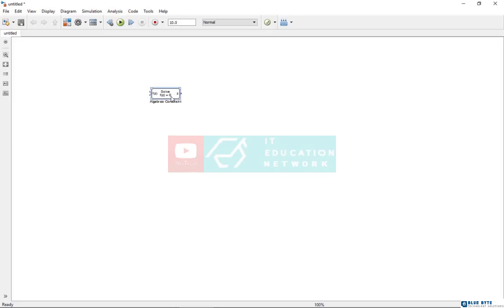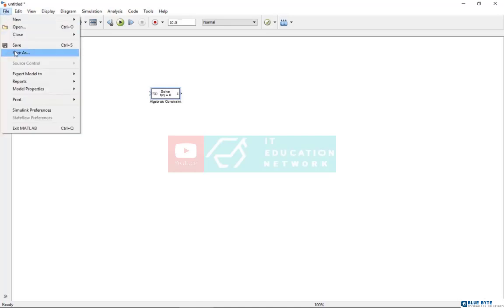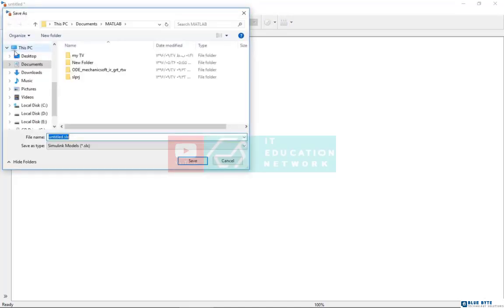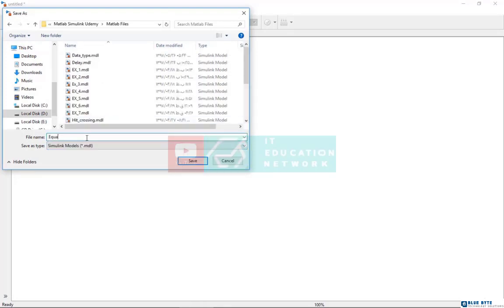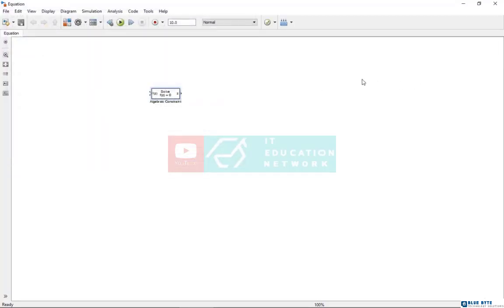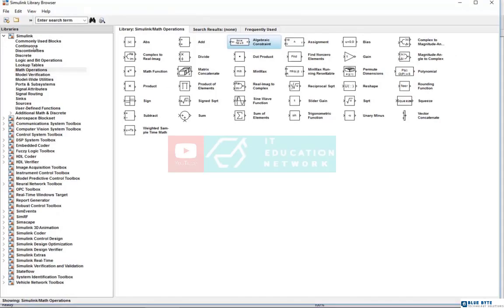First, let me save this project because I want to have all of the four equations in a single project. I save it as equations. So the first one is x to the power 2 minus 2x plus 1. I add the blocks.